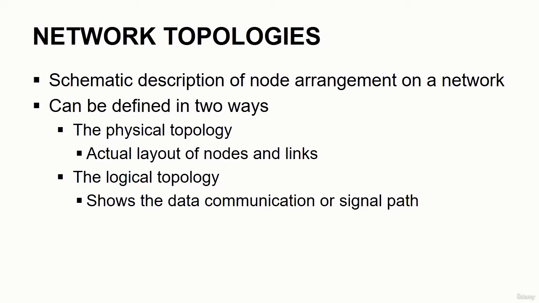A network topology is just a schematic description of the arrangement of nodes and links that make up a network. There are two types of topologies used to describe networks. There are physical topologies that show the actual geometric or physical layout of the nodes and the links. And then there are logical topologies that show the signal or the data path through the network. The physical topology and the logical topology can be different, and oftentimes they are different.